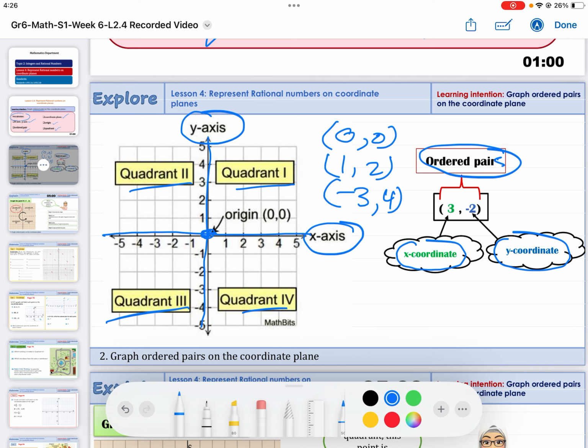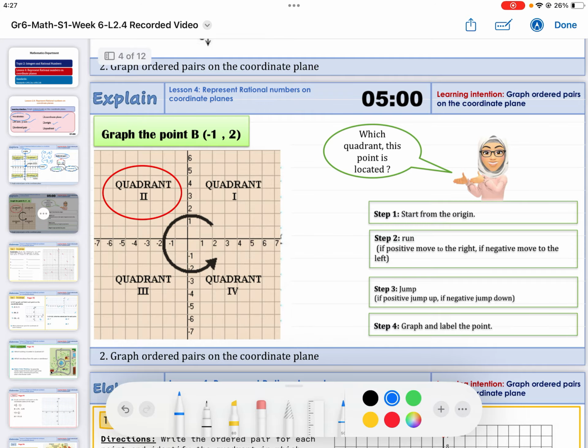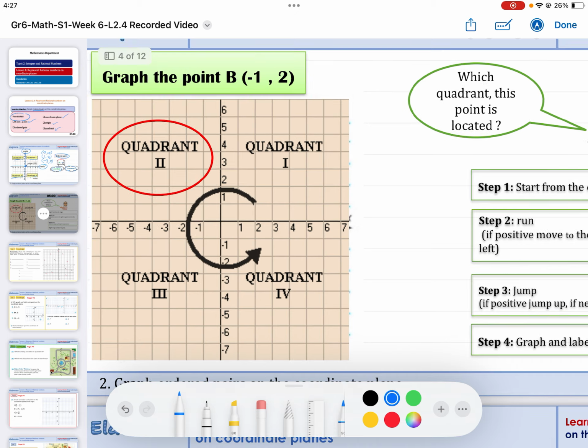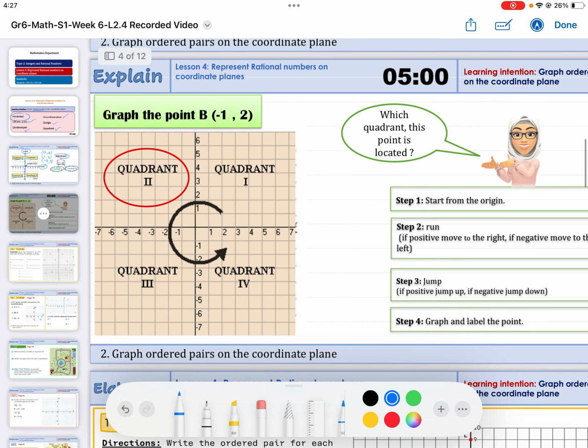Okay, so let's see in this lesson how we are going to graph ordered pairs on the coordinate plane. It's an old topic that you studied in grade 5. For example, here we want to graph the point -1 and 2. It's very simple. We are going to apply the steps. We start from the origin, then you run on the x-axis. This is the x-axis, and this is the y-axis.